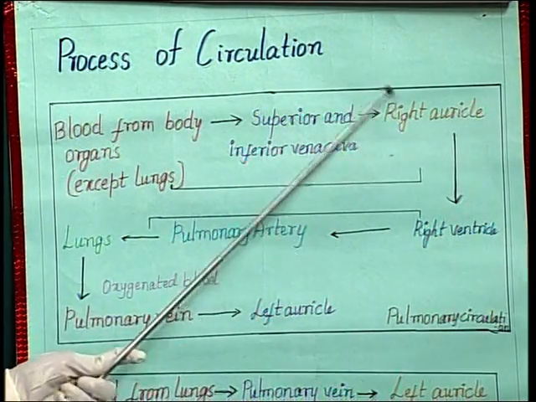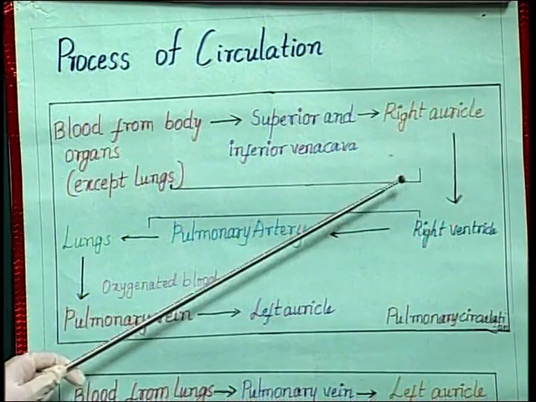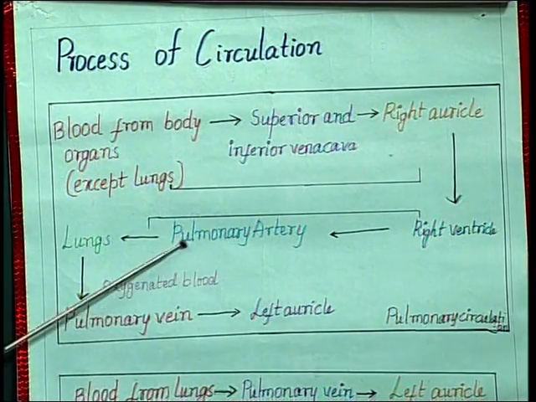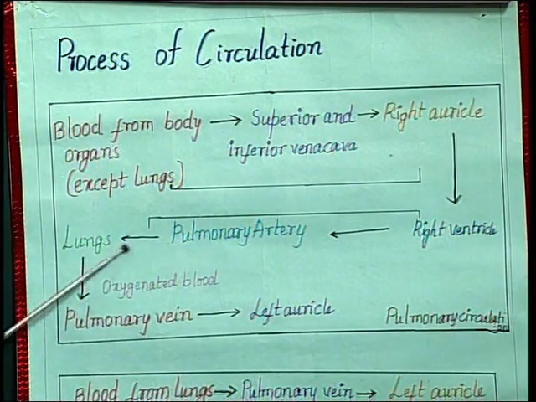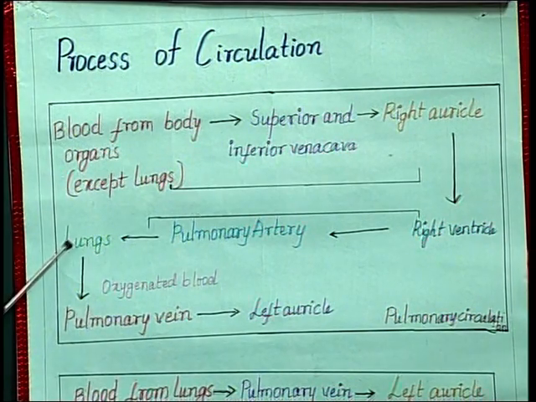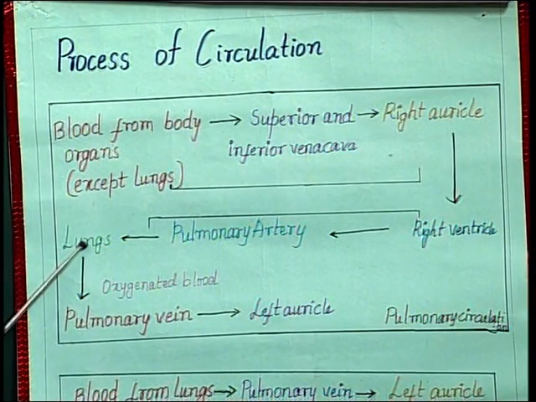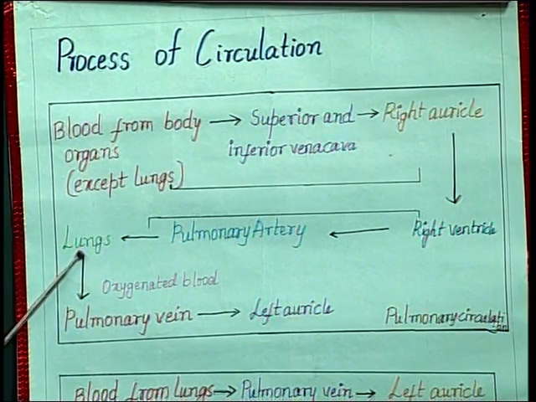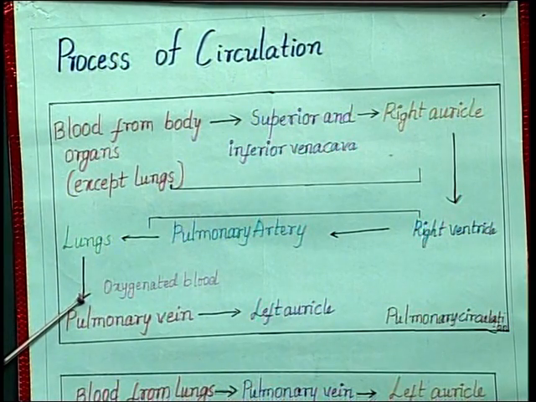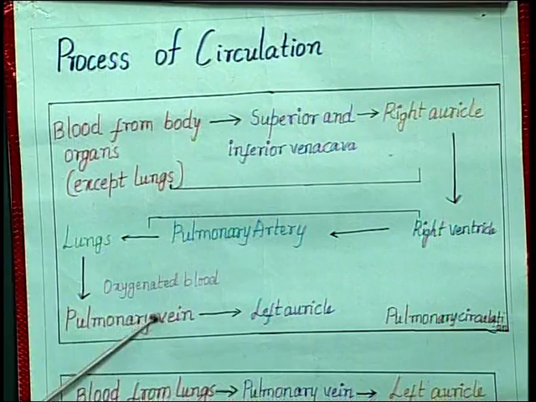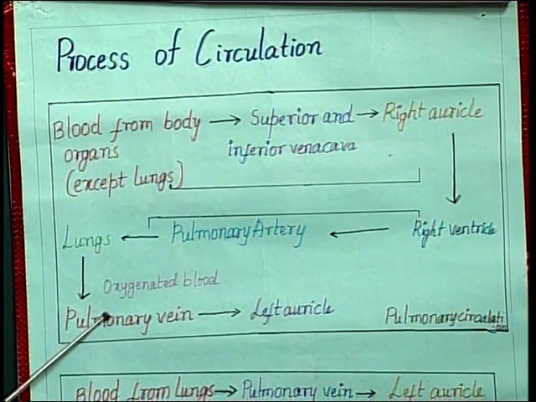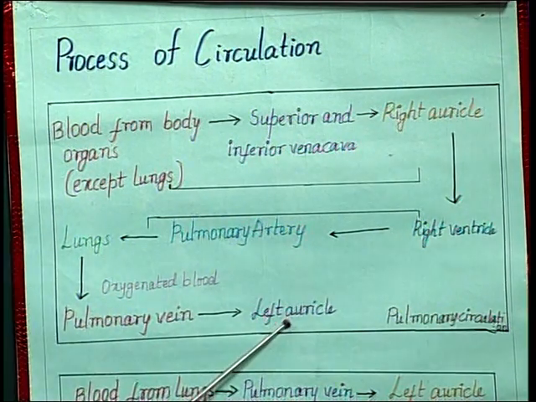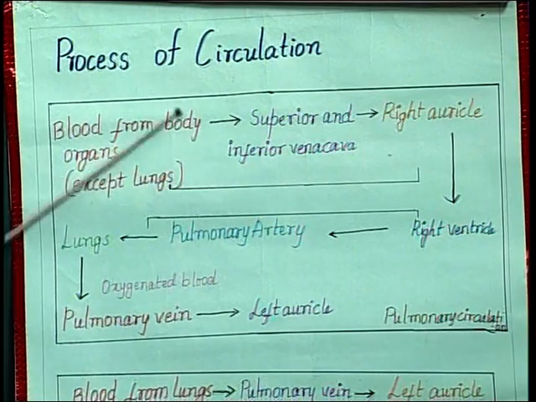From the right ventricle the pulmonary artery carries the deoxygenated blood to the lungs, and in the lungs the blood gets oxygenated. Then the oxygenated blood is carried by the pulmonary vein to the left auricle. So, this is about the pulmonary circulation.